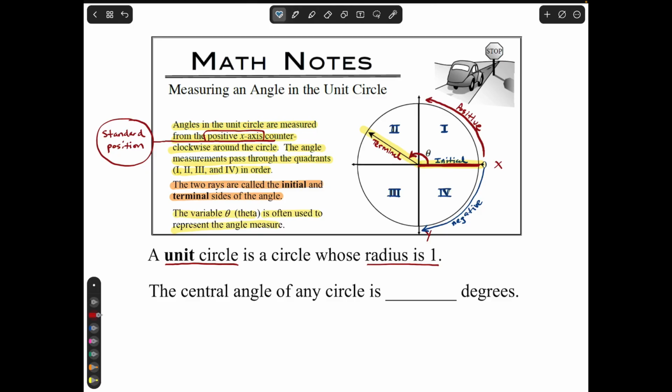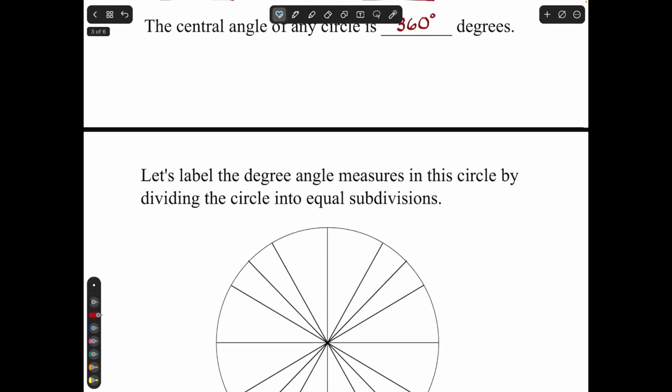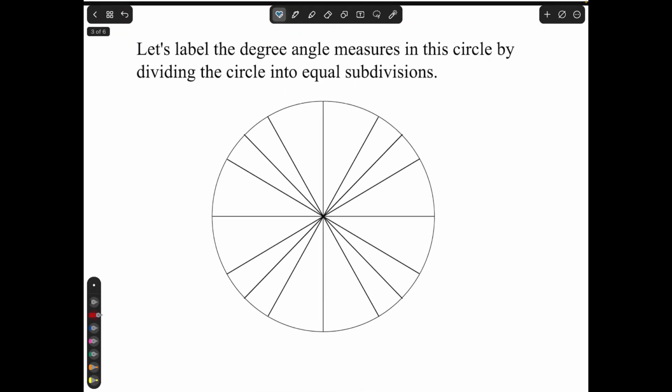And then it says the central angle of any circle is, and we know this to be 360 degrees. Okay, so let's move on. It says, let's label the degree angle measures in this circle by dividing the circle into equal subdivisions. All right, so this is kind of our unit circle.